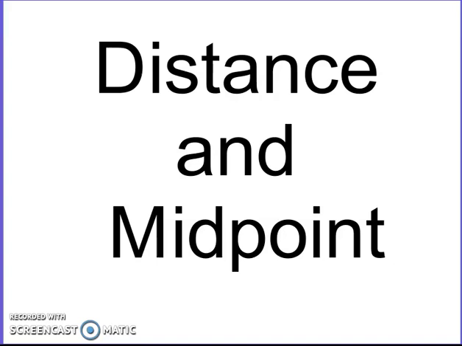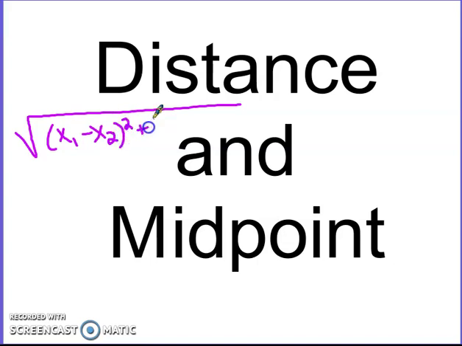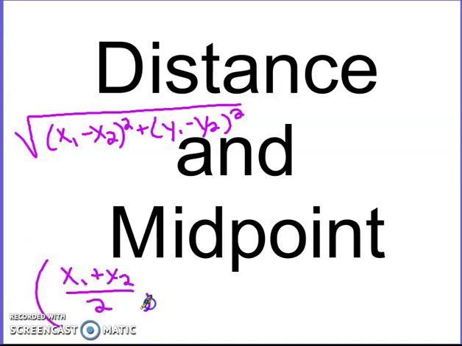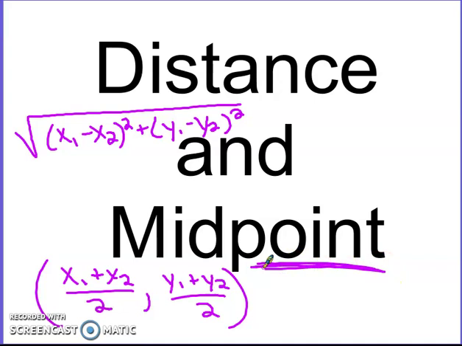Now, the first thing we need to make sure we know, distance and midpoint, we need to know the formulas. Your distance formula becomes the square root of x1 minus x2 squared plus y1 minus y2 squared. Make sure the x's are together and the y's are together. Your midpoint formula is x1 plus x2 over 2, comma, y1 plus y2 over 2. Again, midpoint is a point, so your answer should be a coordinate point x, comma, y, just like we were going to graph it, where distance is a number.